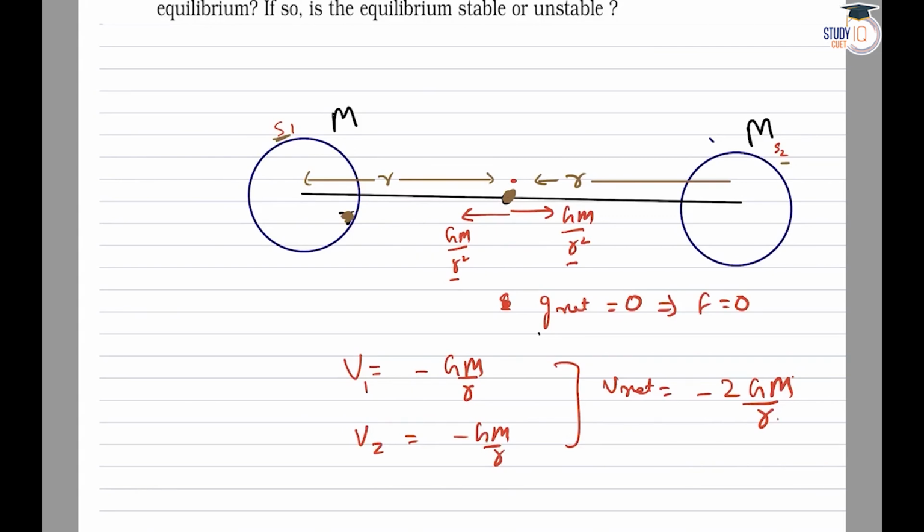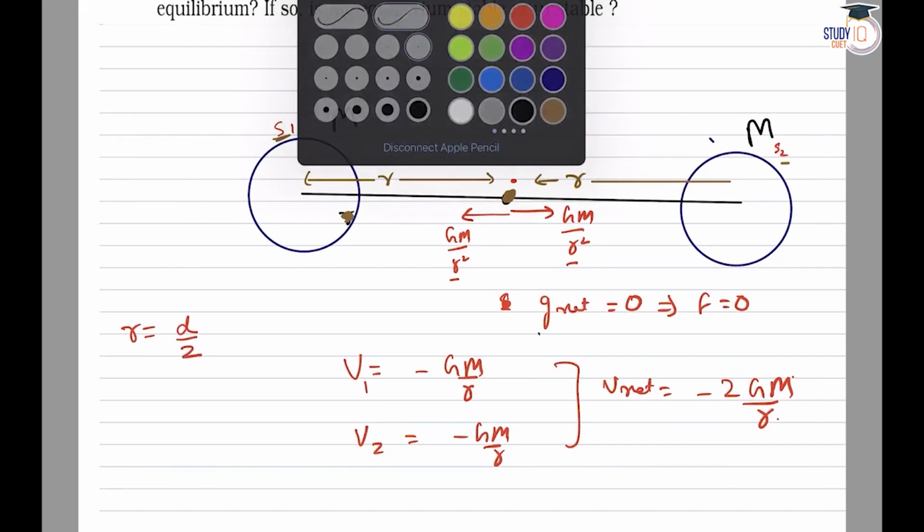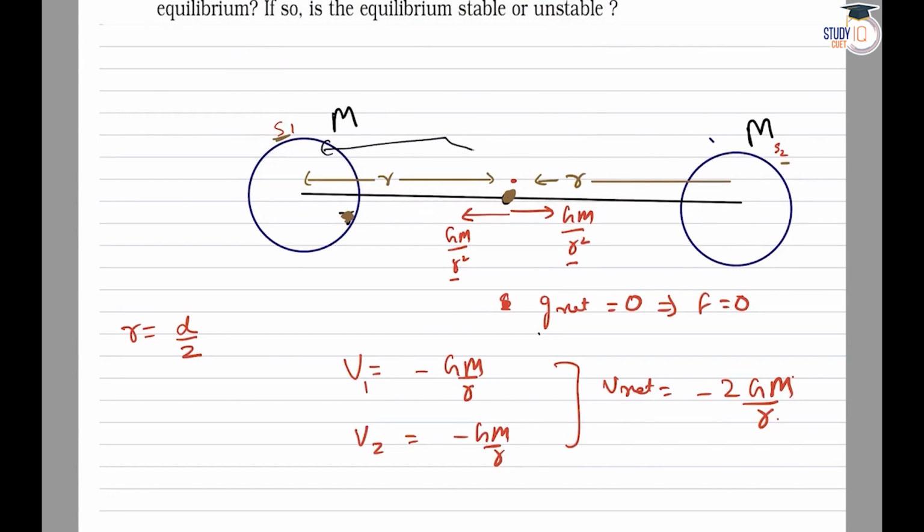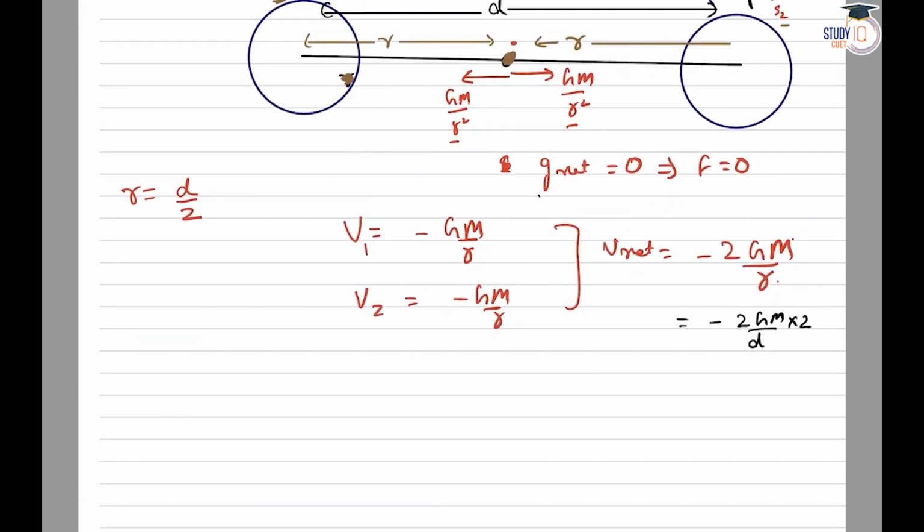So the value of r is equal to the total distance between them divided by 2, and the total distance between them is equal to 1 meter. Let's say the total distance between them is d. So the value of r can be written as d by 2. From this, V net comes out to be minus 2GM by r. The value of r is d by 2, so this is equal to minus 4GM by d.